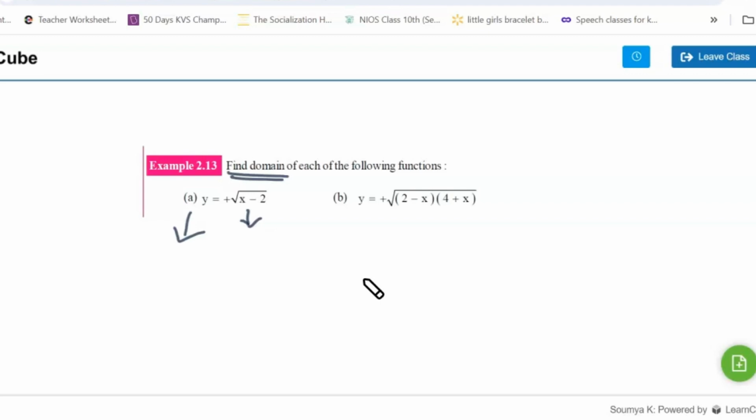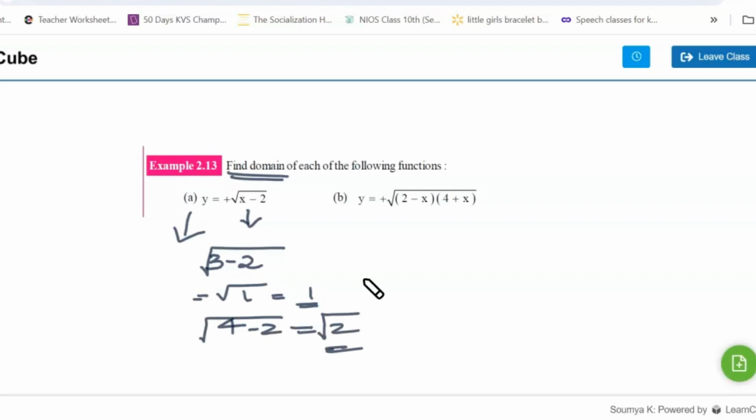Okay, so to get a positive value, the value of x should not be 2. So if you get any value other than 2, consider it is 3. 3 minus 2 under the square root means you will get square root of 1, that is 1 again. If you get 4, then 4 minus 2 under the square root will give you square root of 2, and that is also defined. So you can see any value other than 2 is accepted here, because if you take 2 here, the whole square root term will be converted to 0, which is not defined.